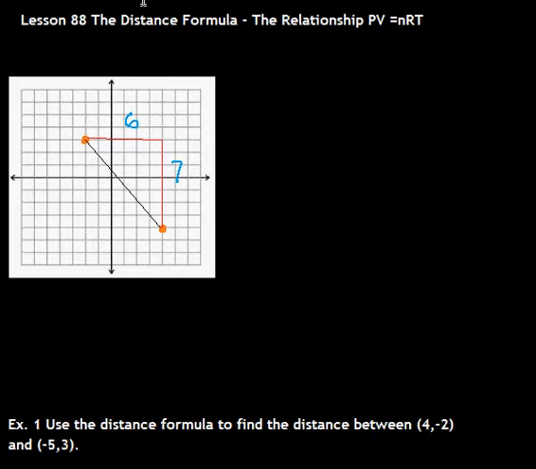Alright, our final lesson for this week that we missed. Lesson 88, the distance formula and the relationship PV equals nRT.